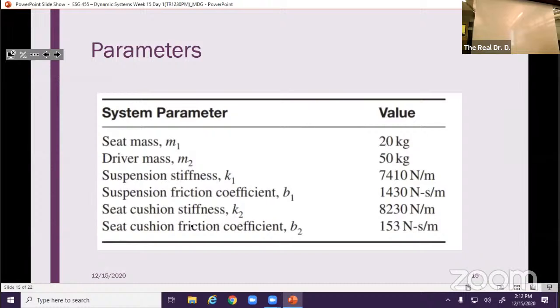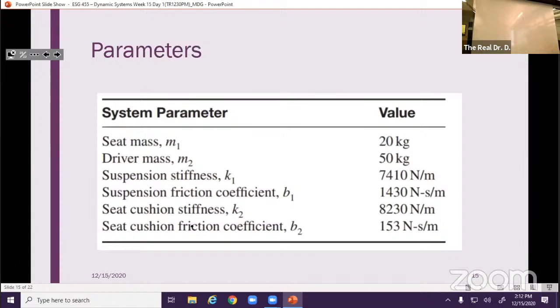Overall, though, I've got the seat mass at 20 kilograms. I've got the driver mass at 50 kilograms. All right, so I'm gonna say this right now. I feel like that's low for a commercial truck driver. 50 kilograms, I feel like that's pretty low. It's like 110 pounds. Okay. Just saying. I'm gonna go on record. I think that's low. But anyway.